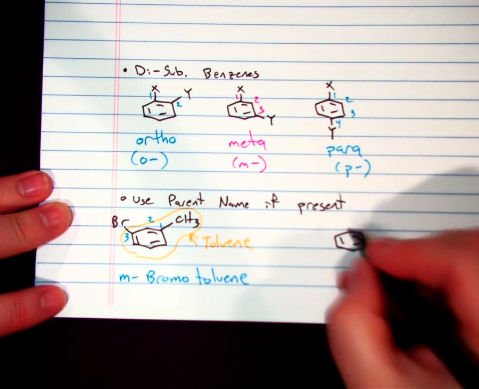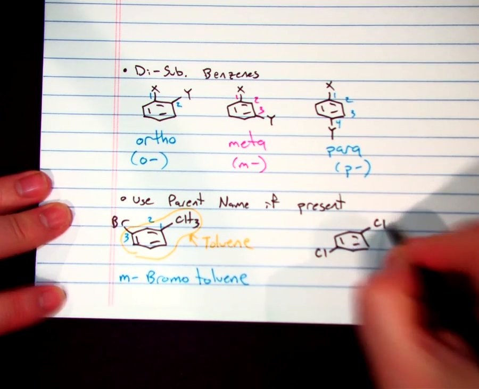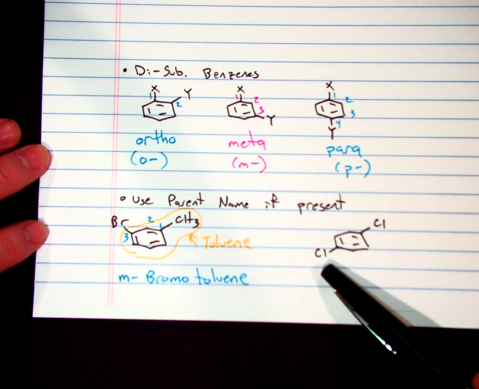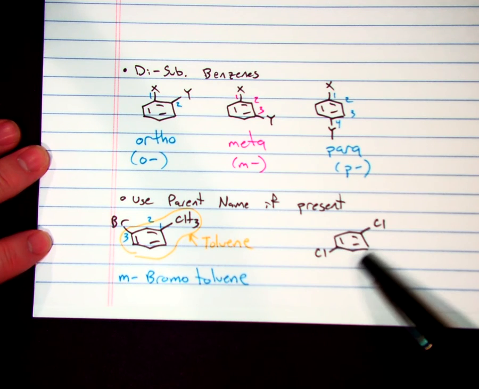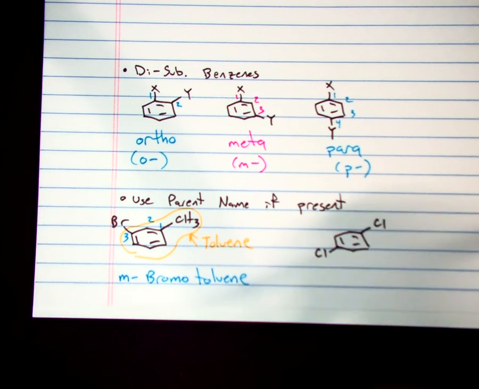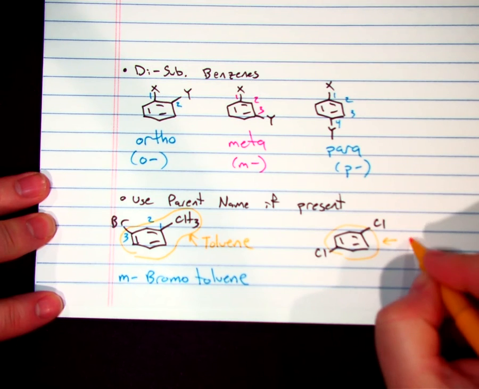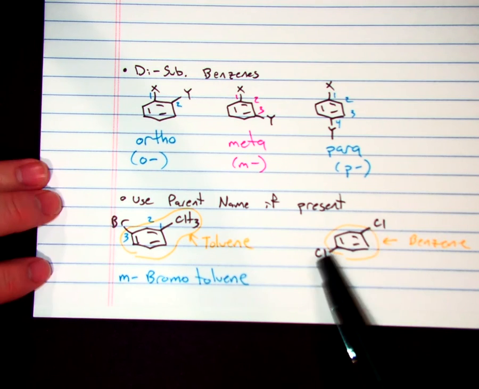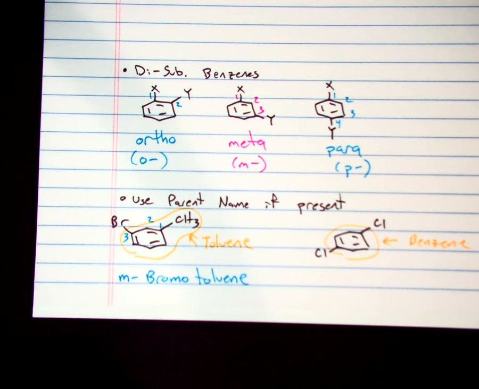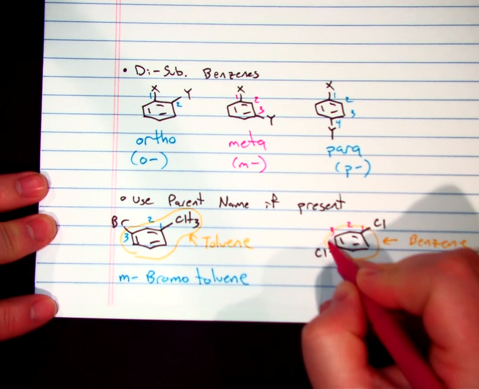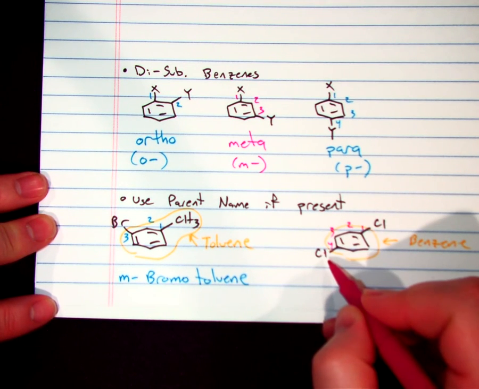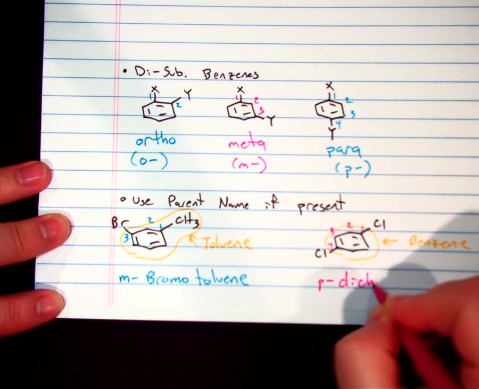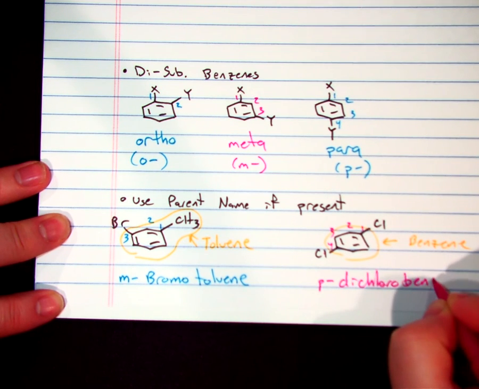Let's look at another system. In this case, we have 2 chlorines attached to our benzene system. Now we don't have one of these special parent names, so we're going to use benzene as our parent in this case. And we have 2 chlorines, so this is going to be a dichloro. And we have a 1-4 relationship, so that's a para relationship. So this is going to be para-dichlorobenzene.